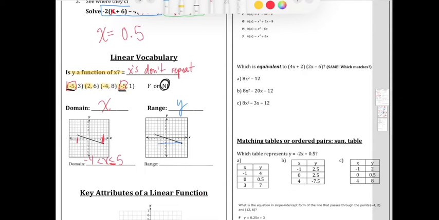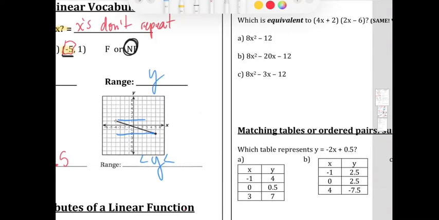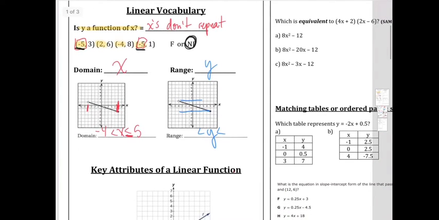Range is y, which is the bottom y value to the top y value. So I put a y and I smush it between two signs. My lowest y value graphed on this graph is the number -2. So my lowest y value is right here. That's a -2. My highest y value is right here. That y value is the number +1.